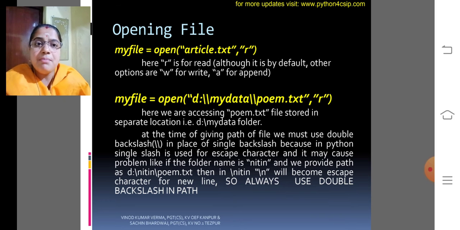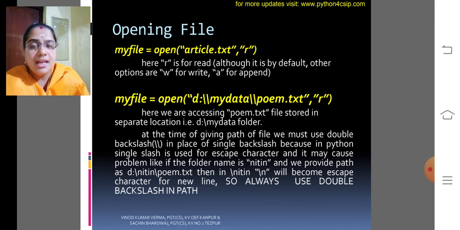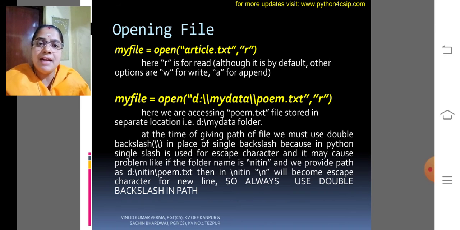Look at the example. myfile equal open, D, mydata, poem.txt, r. Here my text file is stored in what? In the local disk D. Within that I have a folder called mydata. Within that folder only I have stored the file. What is the file name I used here? poem, P-O-E-M. And what is the mode?